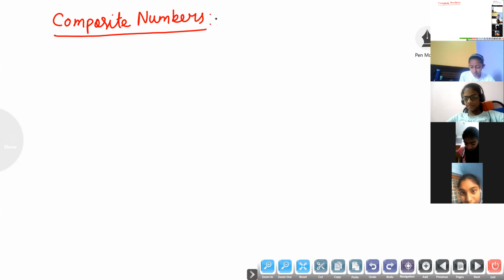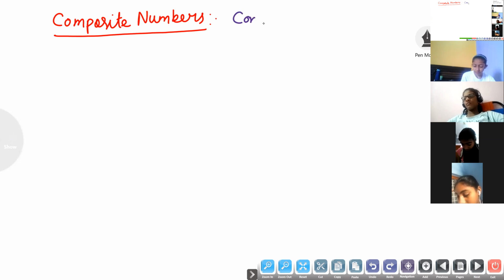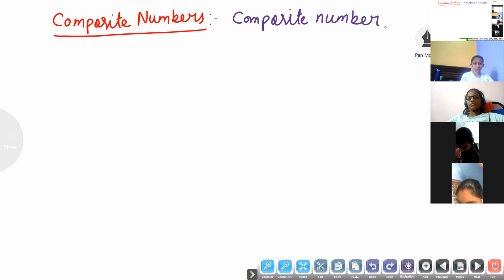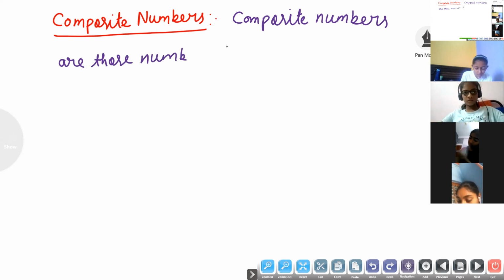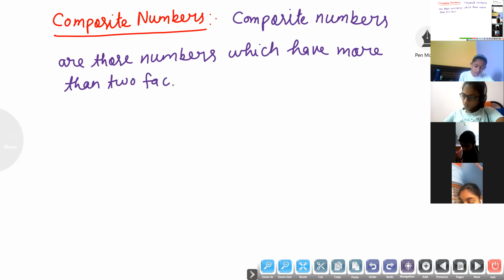Composite numbers are those numbers which have more than 2 factors.